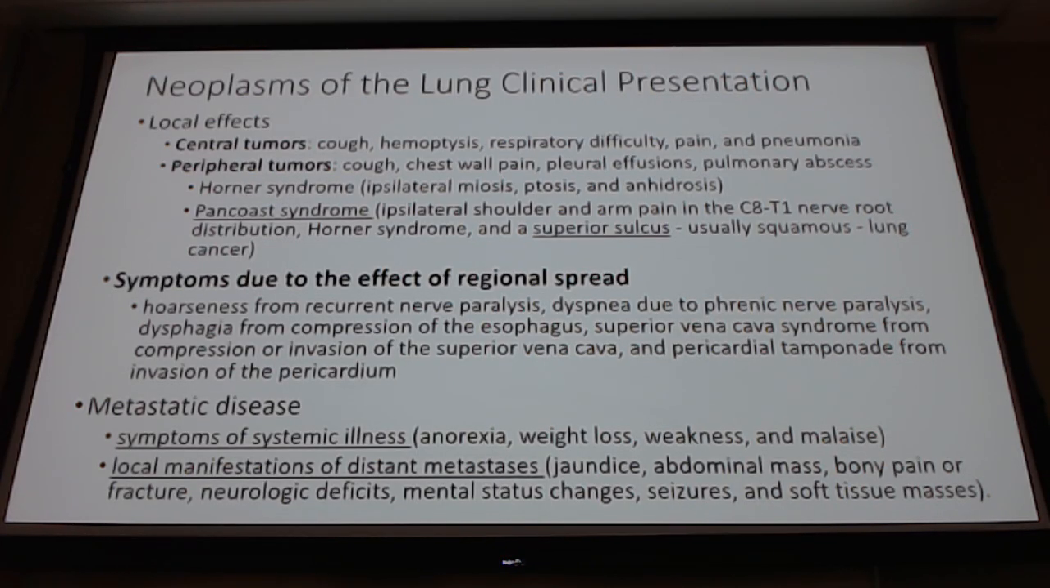If you have somebody come in with Horner syndrome and you do not do a CT of their chest with IV contrast looking for that Pancoast tumor, you are wrong. It may not be that, but that is your number one primary diagnosis until you know otherwise.